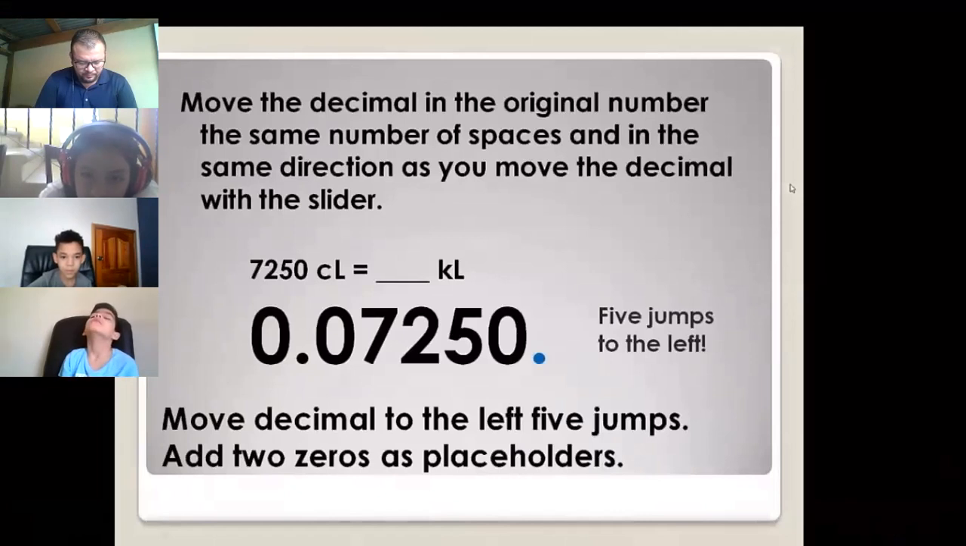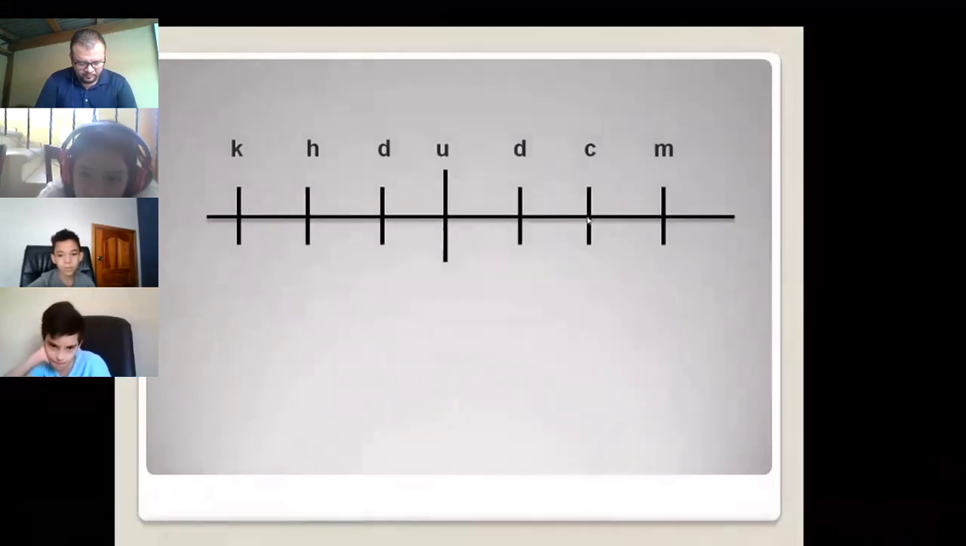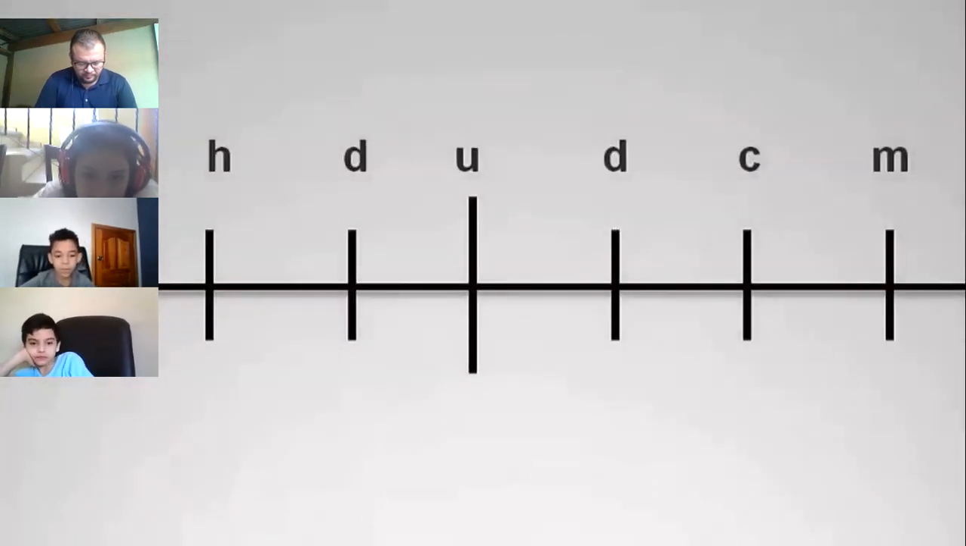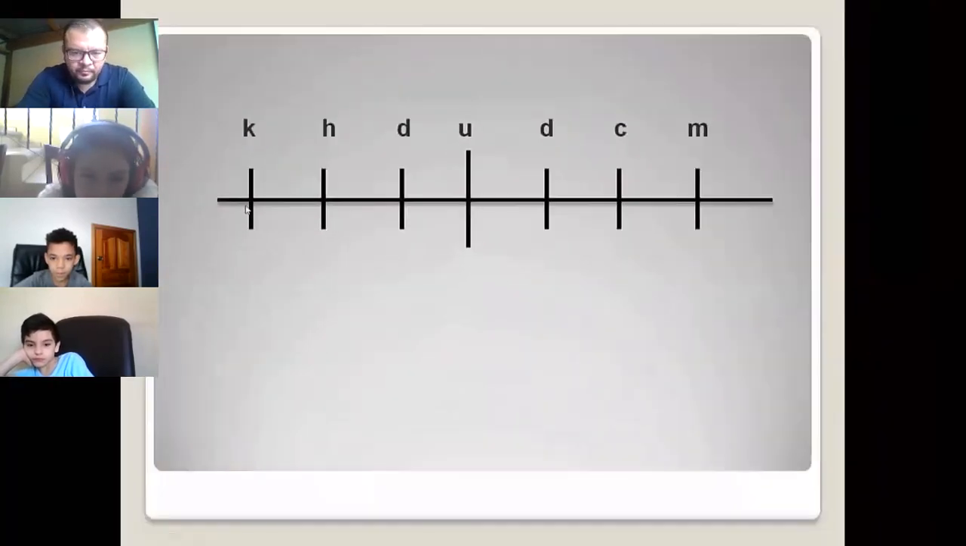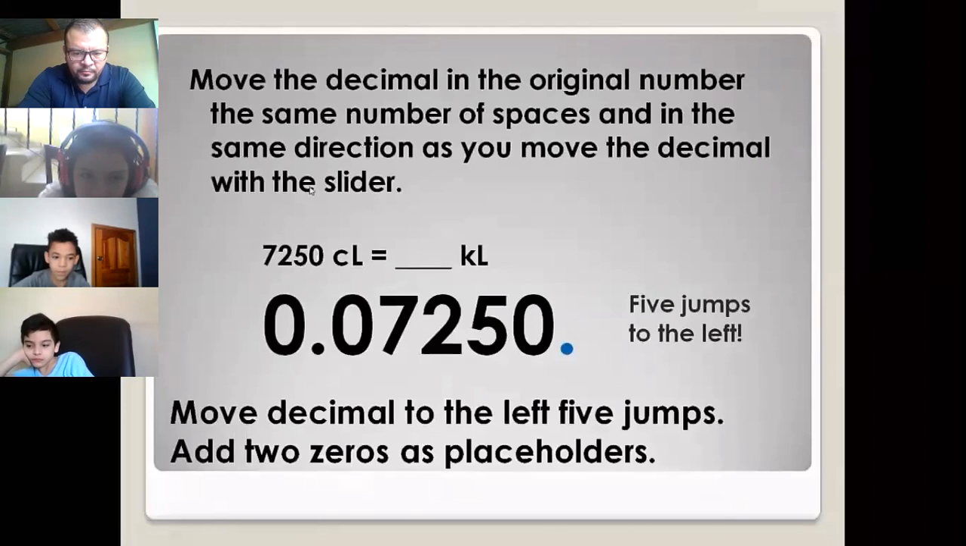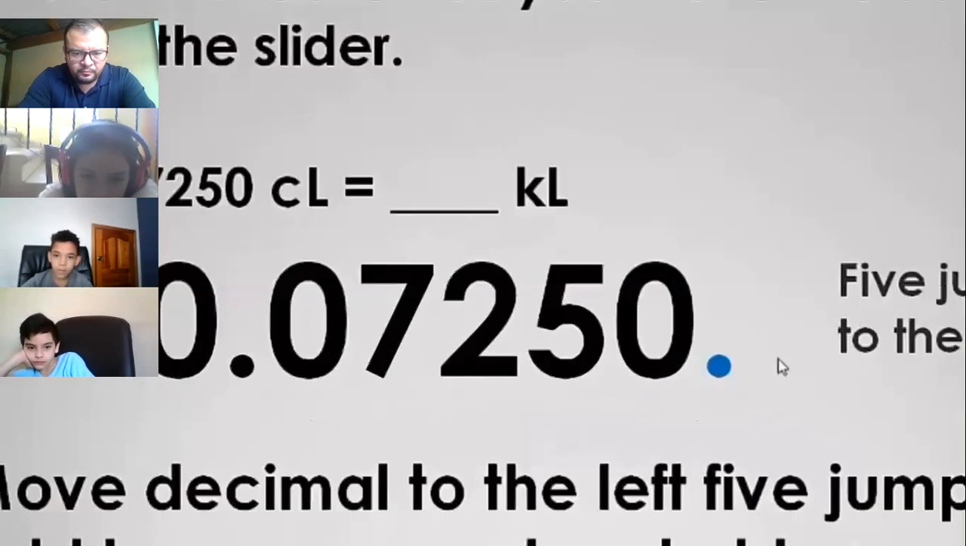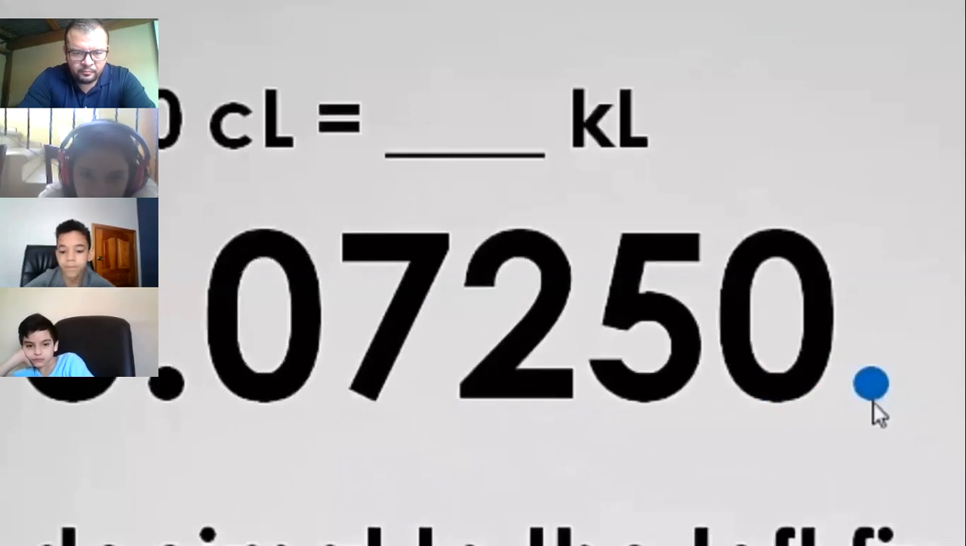I'm sure you did great using your metric converter. So we're going from centi to kilo. Centi is right here. Kilo is right here. Let's count. 1, 2, 3, 4, 5 jumps to the left. We're going to move our decimal in the original number, the same number of spaces, and the same direction that we move the slider. So let's give it a try.